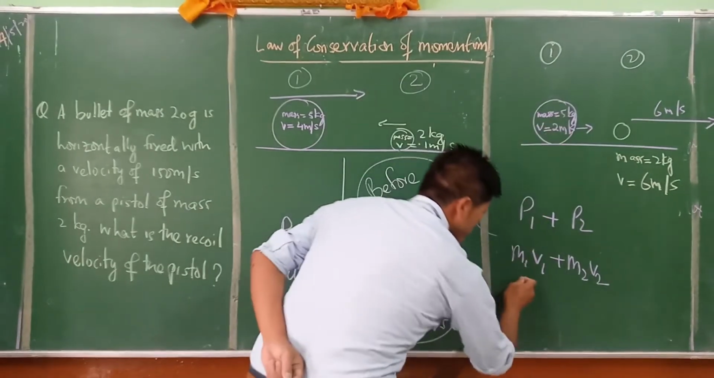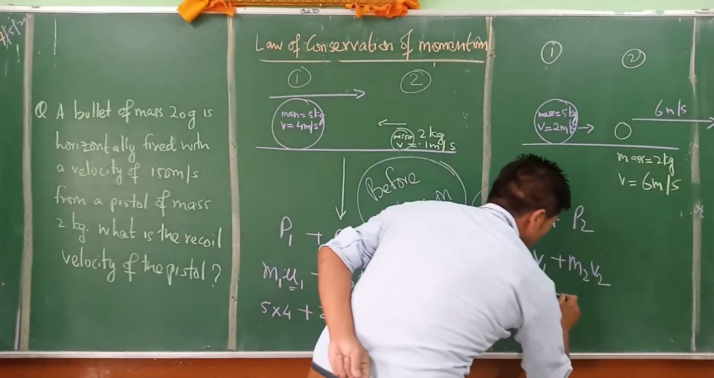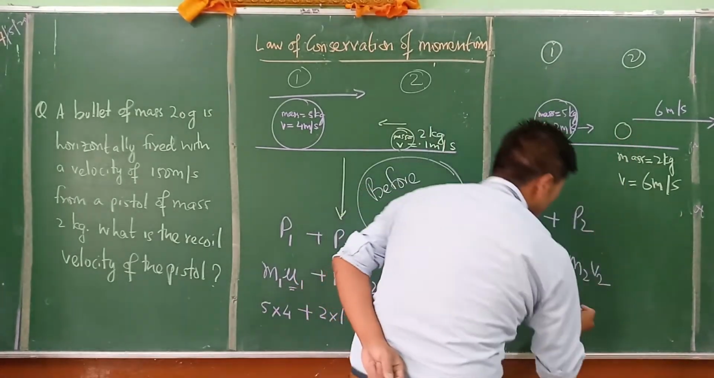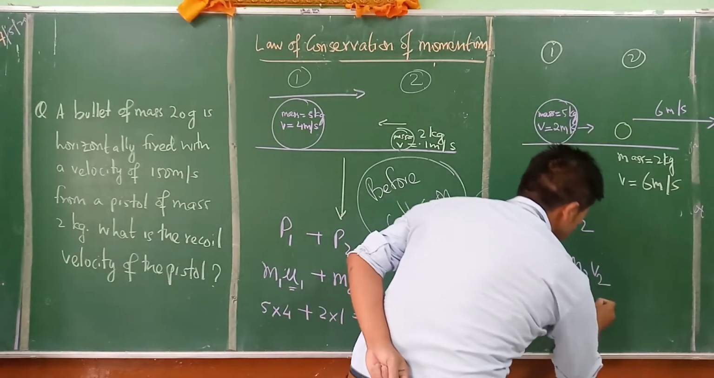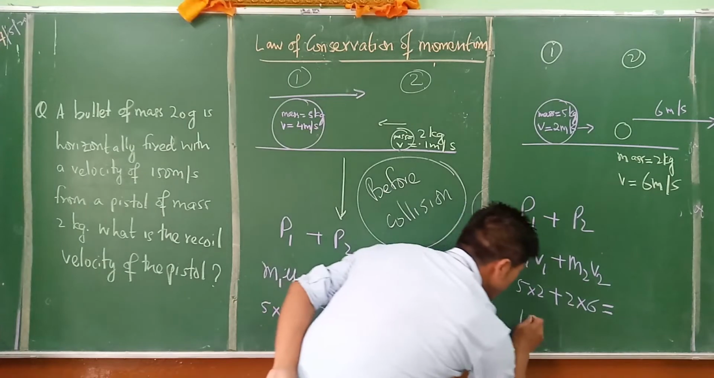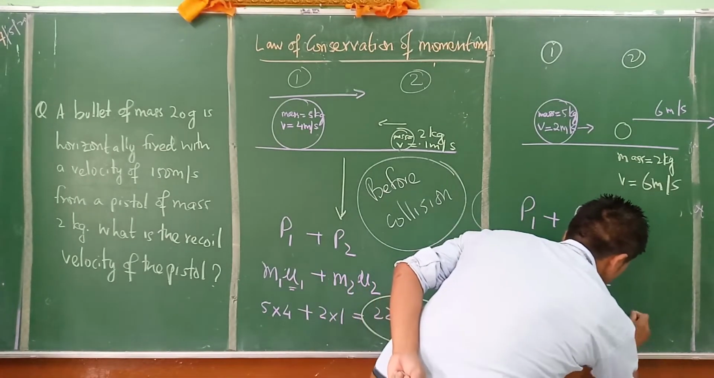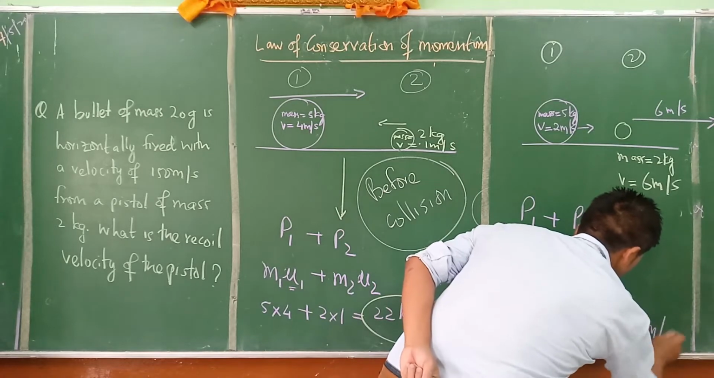What is M1? That is 5, into. What is V1? 2. Plus, what is M2? 2. What is V2? 6. Calculate. 5 2s are 10 plus 6 2s are 12, which is again 22 kg meter per second.